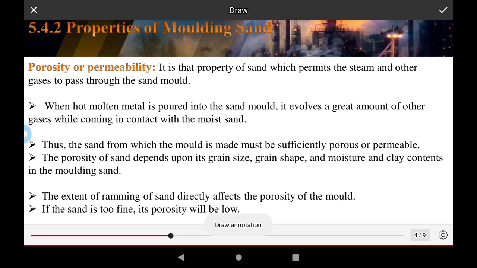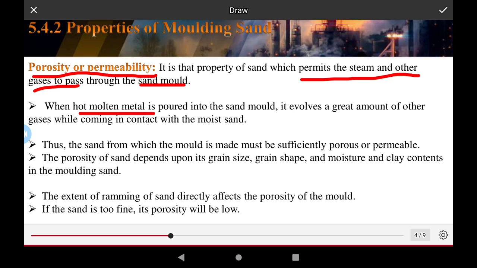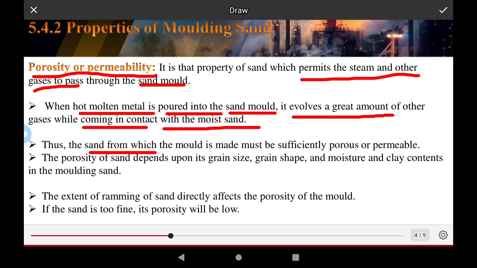Properties of the molding sand: porosity and permeability. Permeability permits steam and other gases to pass through the sand mold. When hot molten metal is poured into the sand mold, it involves a great amount of gases, along with the moisture content. The sand from which the mold is made must be sufficiently porous and permeable.